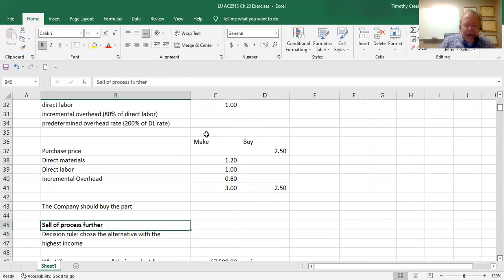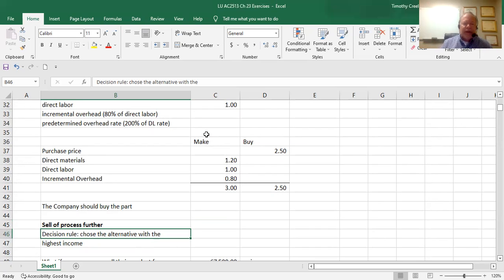And the decision to sell or process further. This is a situation where a company can produce a product to a certain point and sell it as is, or they can take more time and money to process it further and sell it at a higher price. Which alternative is better for the company? Now, the decision rule is to choose the alternative with the highest income.